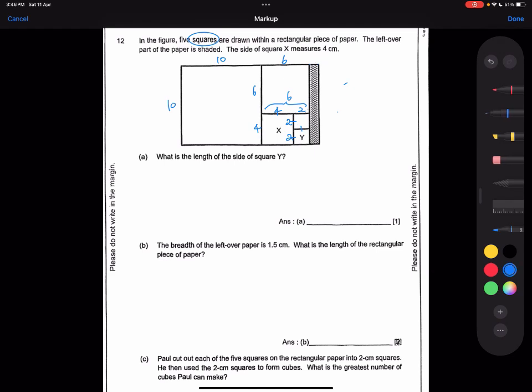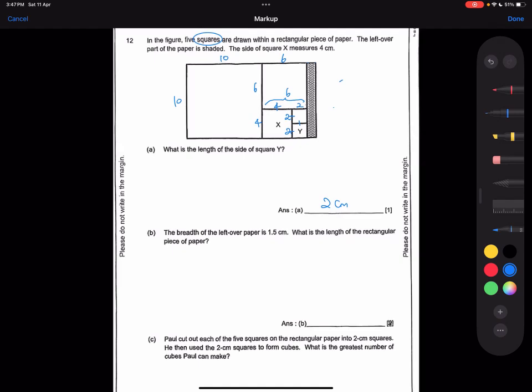Part A, what is the length of the side of square Y? The length of the side of square Y is 2 cm. Okay, that's easy. B, the breadth of the leftover paper is 1.5 cm. This part here is 1.5 cm. What is the length of the rectangular piece of paper? 10 plus 6 plus 1.5. That gives us 17.5 cm. Alright, 17.5 cm.